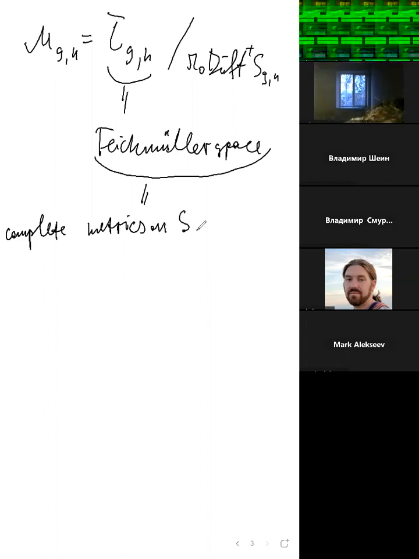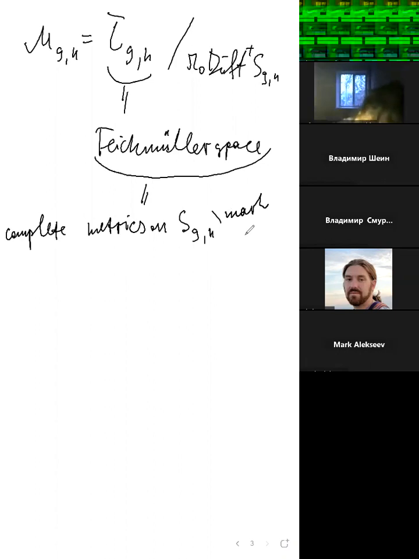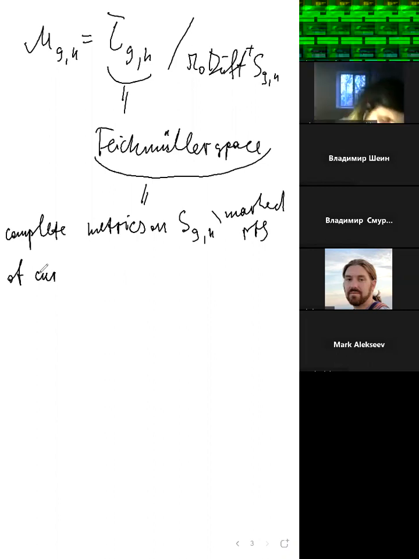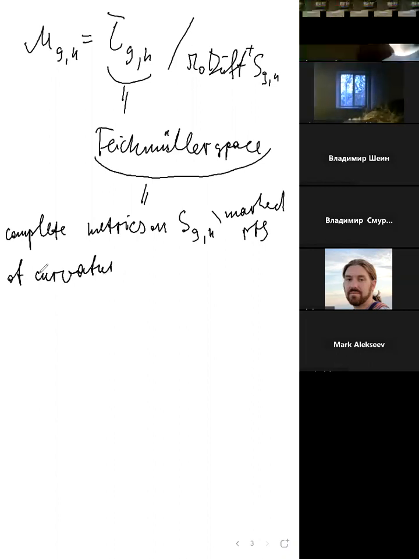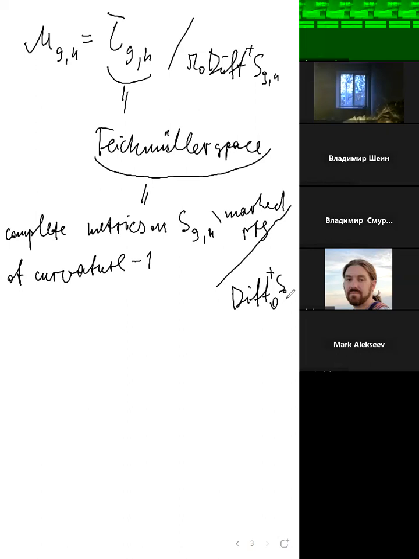on S_{g,n} minus the marked points, of curvature -1, and let's quotient out by the diffeomorphisms which are isotopic to the identity. Now we get something. What is this something?